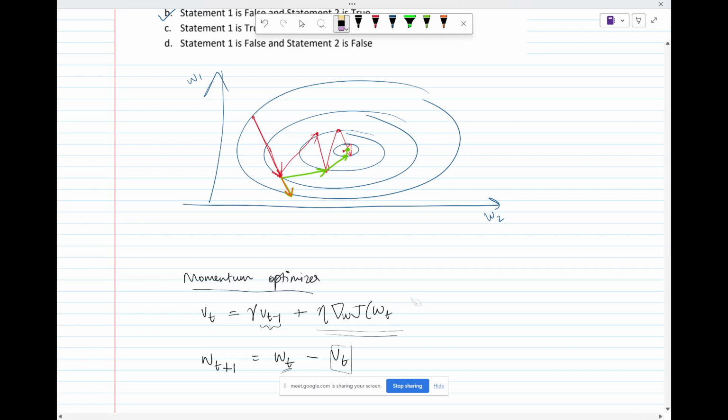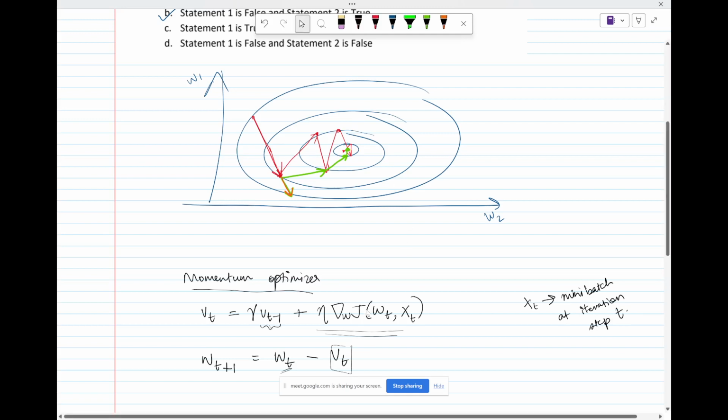So here you'll be having one more term. So x, let's say it is x t corresponding to the mini batch at time or iteration t.